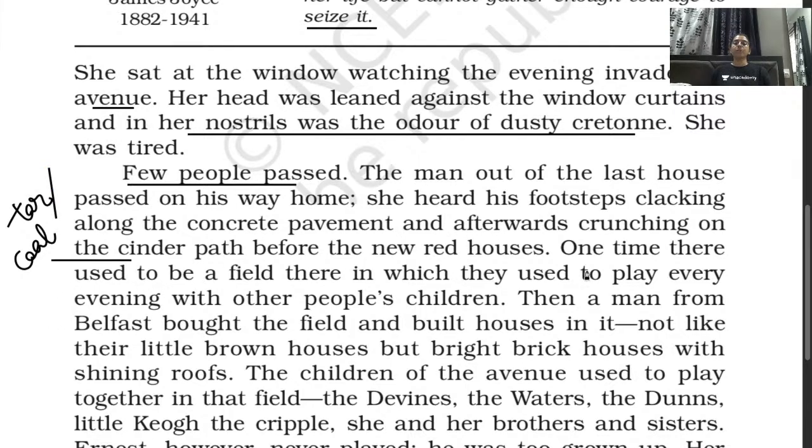Path before the new red houses. One time there used to be a field there in which they used to play every evening with other people's children. Then a man from Belfast bought the field and built houses in it. Not like their little brown houses, but bright brick houses with shining roofs.